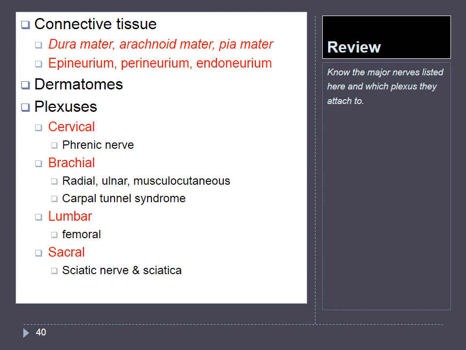Those are the connective tissues, the dermatomes, and the plexuses. So we had 4 major plexuses, and they provided redundant pathways to some very important locations: my arms, my legs, and my diaphragm muscle.